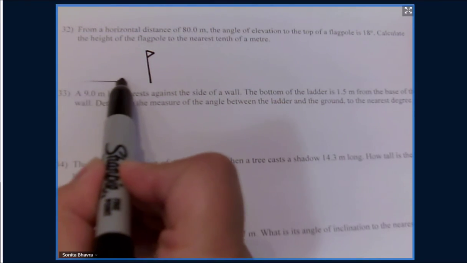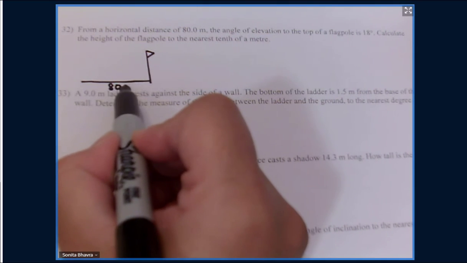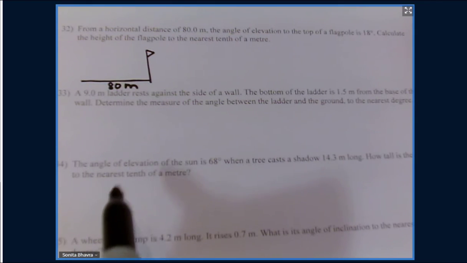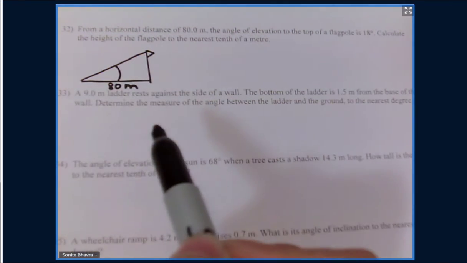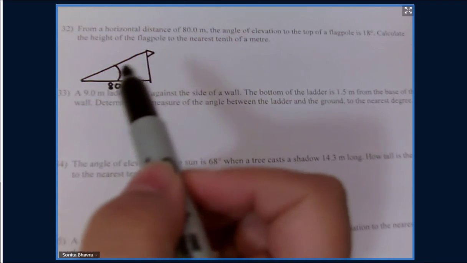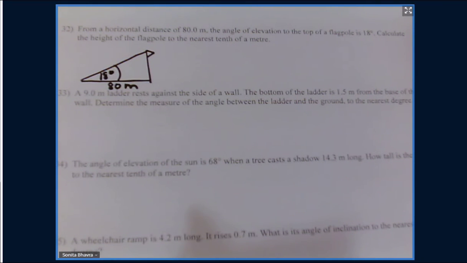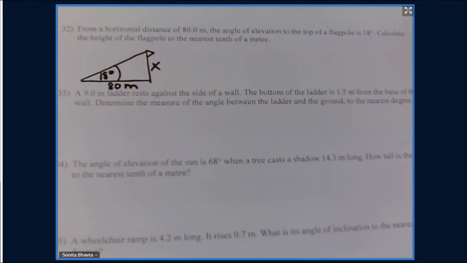Okay, so here's our horizontal distance. It's 80 meters. The angle of elevation to the top of a flagpole is 18 degrees. Angle of elevation is always taken from the horizontal; you would go upwards. So this is 18 degrees right there. And we have to calculate the height of the flagpole. So we'll call this x. That's what we're trying to find.